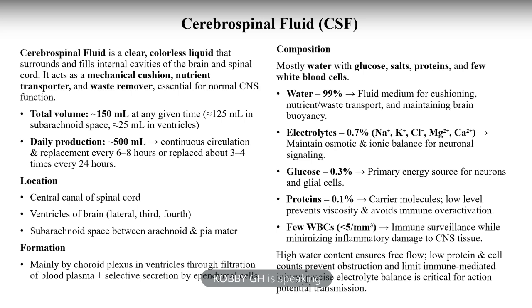So it's made up of water, electrolytes, glucose, proteins, and white blood cells. In the medicine class, it's something that is discussed a lot, especially when you are doing nervous system conditions. So the composition of cerebrospinal fluid is water, electrolytes, glucose, proteins, and white blood cells.